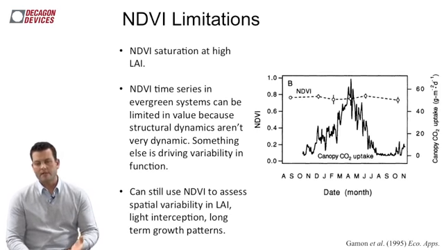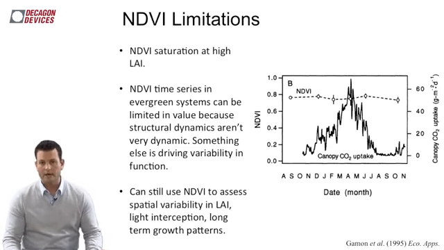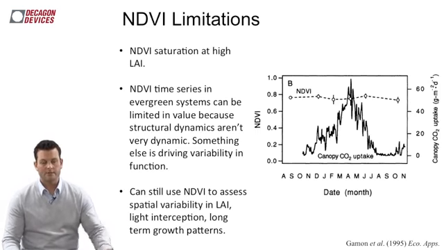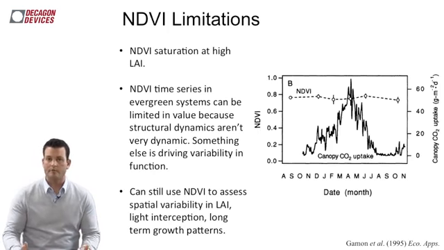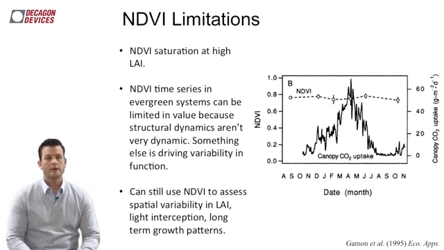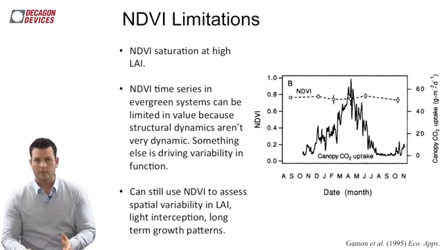That being said, NDVI can still be useful in evergreen systems for looking at spatial heterogeneity, if you're looking for variability in LAI or light interception, biomass over large areas, or if we're really interested in long time series. So for example, after a wildfire, if we're interested in assessing recovery and growth, even if it's an evergreen system, if we're looking over a broad enough period of time, NDVI will be responsive in these systems. But maybe at the annual time scale, there's probably not going to be a lot of dynamics.